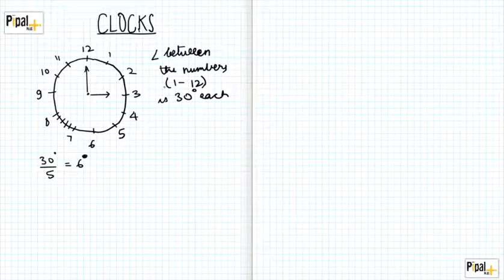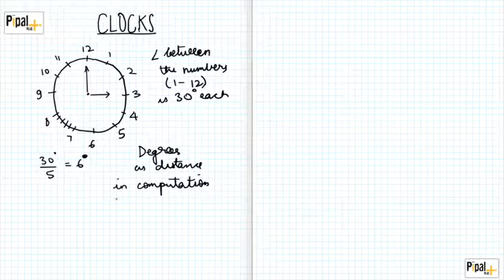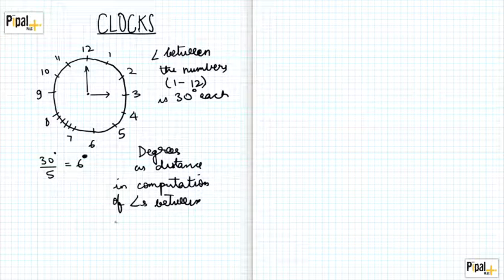Now, why do we do this? Why have we studied degrees of distance, degrees between 12 and 3, and degrees for each marking? It is because we are going to use degrees as distance when we compute the angles between the clock hands, right?